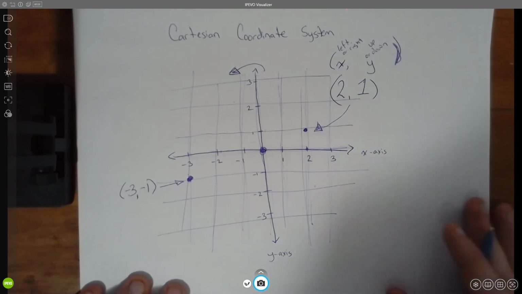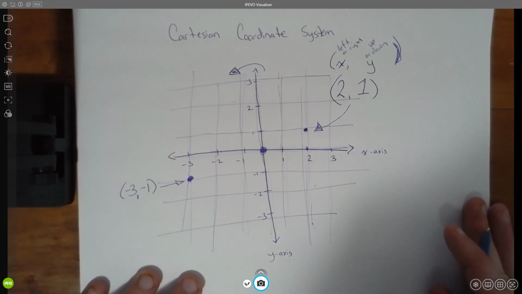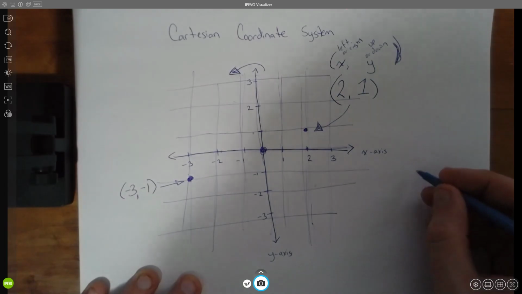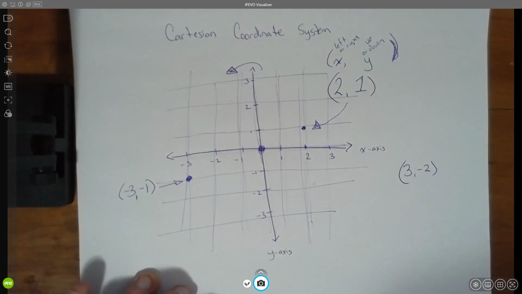I'm going to give you a coordinate, and I want you to try to think where this might be before I show where it's going to actually be on the grid or on the graph itself. What if I had the value of, let's say, 3 and -2? Where do you think that would be? I'll give you a quick second to think about it. Remember that the first number is how far left or right it is, and the second number is how far up or down it is.